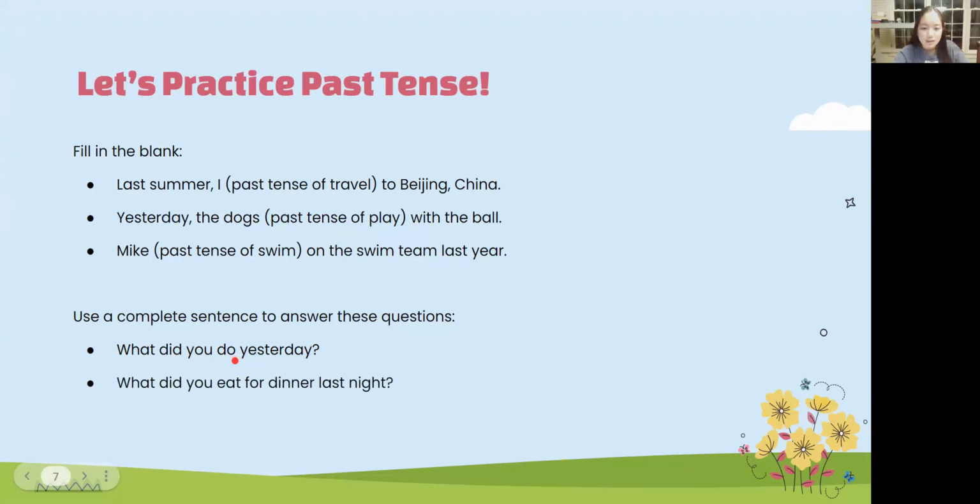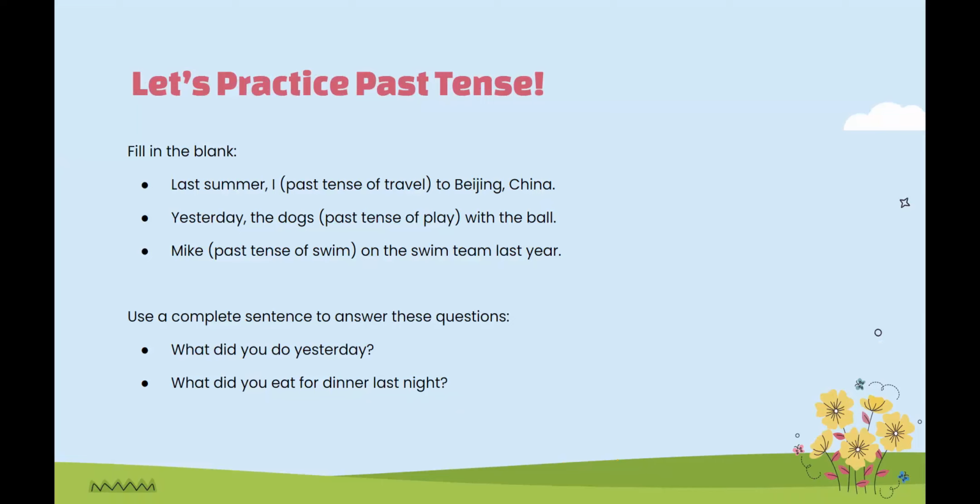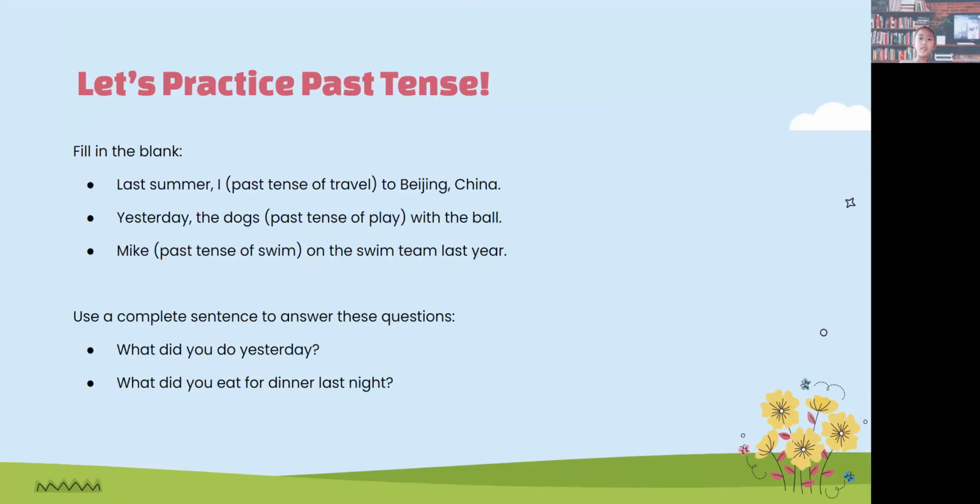Sophia, what did you eat for dinner last night? Noodles. I eat noodles. Very good. Ate. Yeah, ate. So the past tense of eat is ate. So when you answer this question, you say, I ate noodles last night. I ate noodles last night. Very good. Good job, Sophia. Thank you.